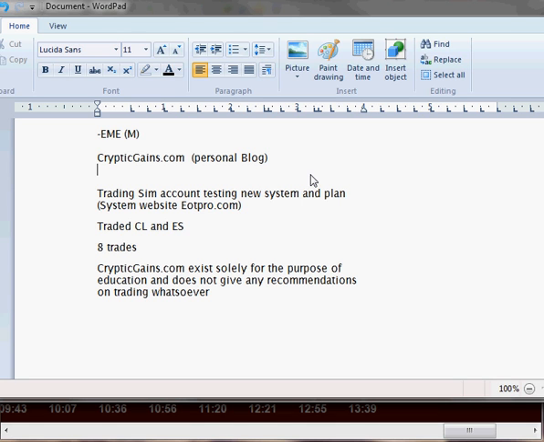I'm currently trading a sim account and testing a new system and trading plan. For the next 2 weeks, I'll be posting through a sim account before I start trading live, depending on how these 2 weeks go. I'm pretty excited. This system through EOT Pro has been doing pretty well, and I just got my hands on the new NCEP 2.3, which is what we're looking at. I thought I'd show a little bit of my trading today.